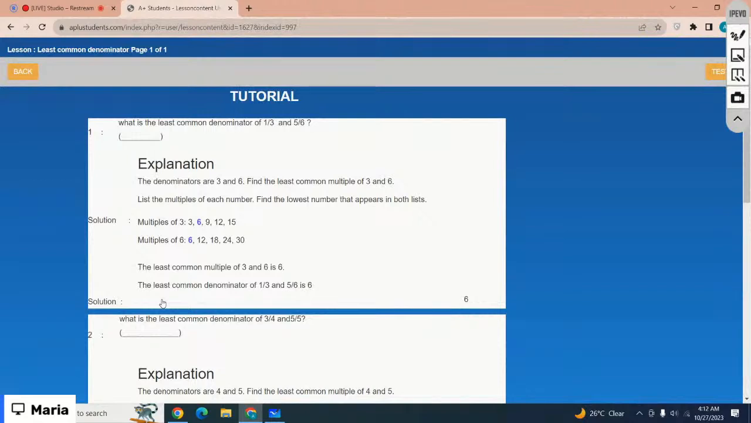So whenever you have to write down the least common denominator, the denominators of the fractions are 3 and 6, right? 1 over 3, 3 is the denominator, and 5 over 6, 6 is the denominator. So you have to write down the multiples of both the denominators, the multiples of 3 and 6, and look for the smallest common number. So that would be 6 in this case. So the least common multiple of 1 by 3 and 5 by 6 is 6. Got it? Let's just start with the practice questions.